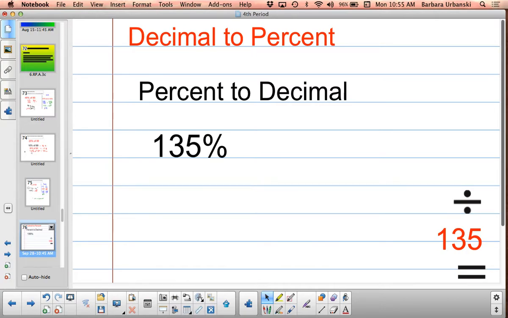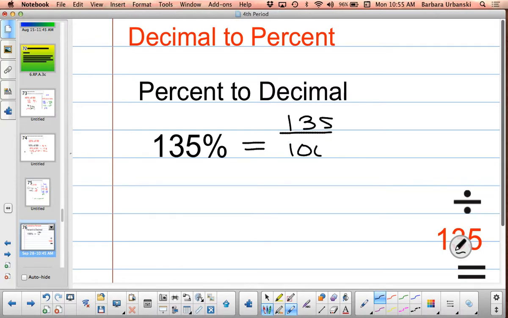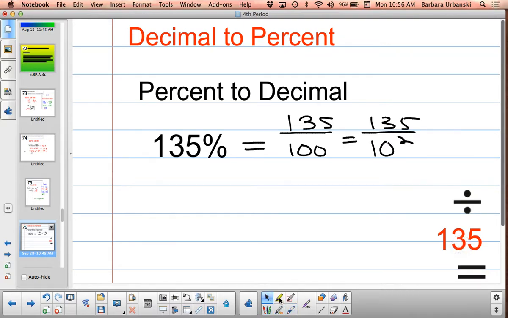Well, the first thing that you'd need to do is take 135% and turn it into a ratio. Percent always means per 100, so we would say 135 out of 100. Now, the next thing that we can take a look at is 135 can also be shown as 135 divided by 10 to the second power, because when we look at the number 100, 10 times 10 is your 100.